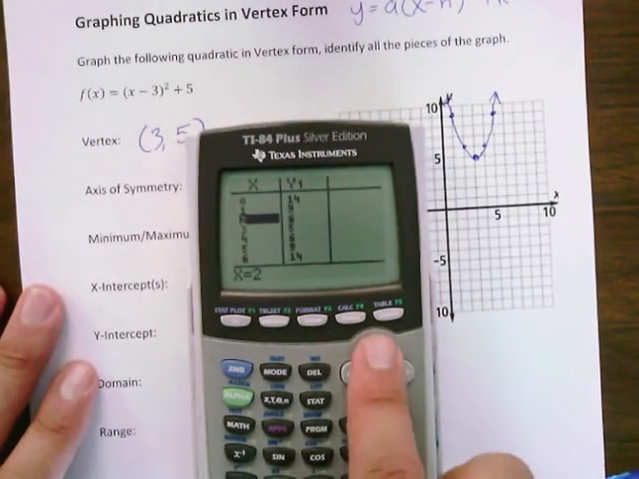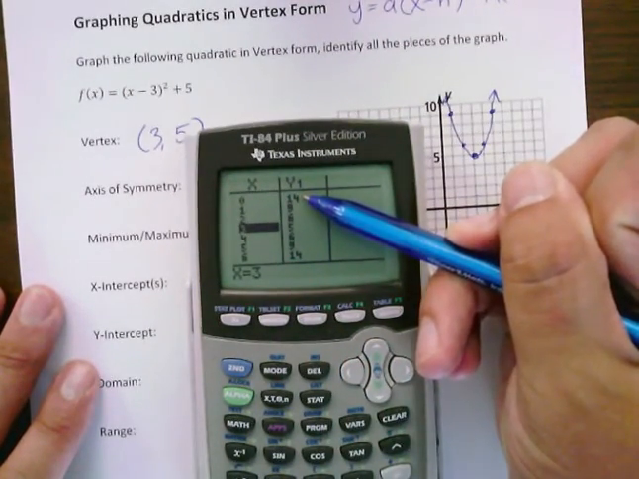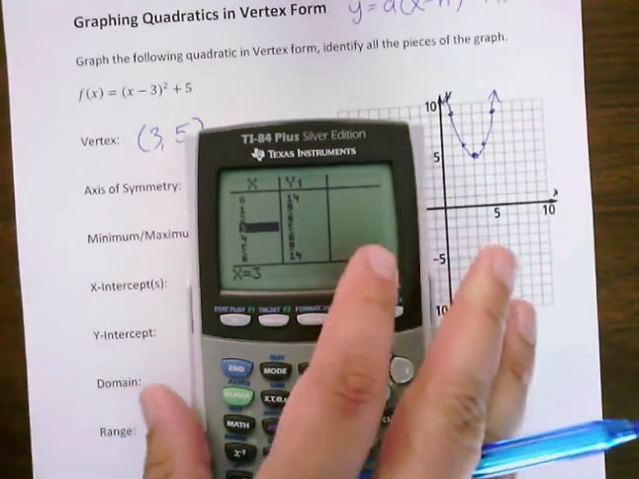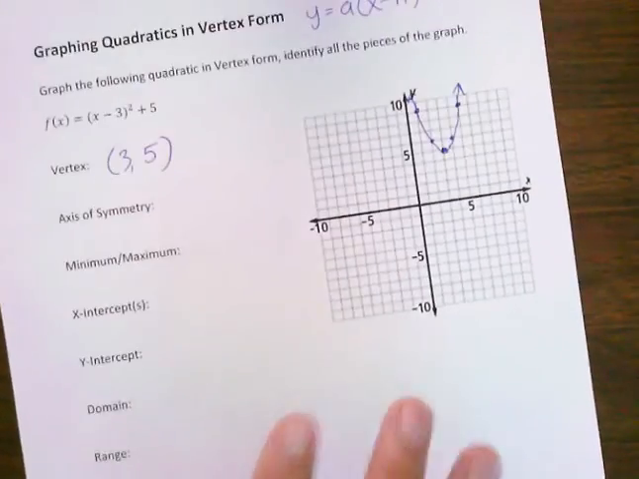Or you could look in your table. See how points are kind of similar here. It's symmetric here. 14, 14, 9, 9, 6, 6, and right in the middle is (3, 5). Okay, so multiple ways you could go about finding that vertex.